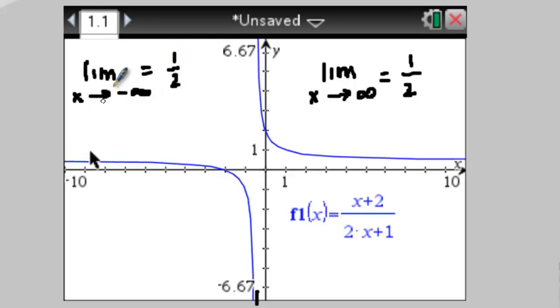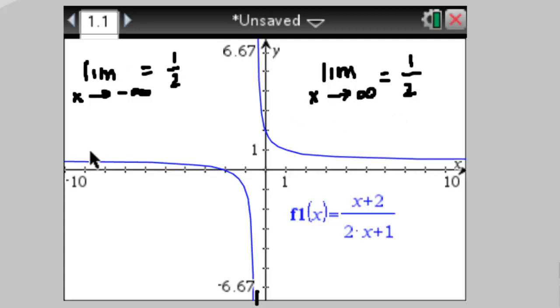So the left side tells me what the x values are doing. They're going towards negative infinity. The right side tells me what the y values are doing. They're getting closer and closer to 1/2. Over here, the x values are doing what? They're going towards positive infinity. The y values are doing what? They're getting closer and closer to 1/2. So this would be the end behavior, a description of the end behavior using limit notation.